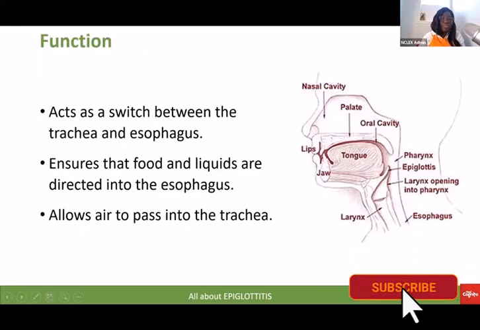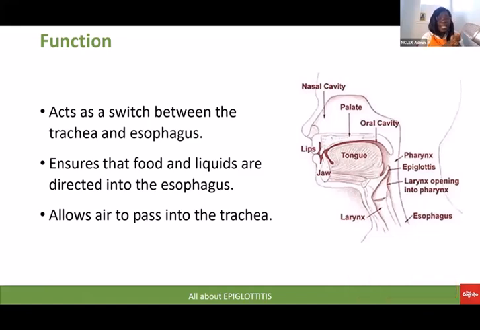So yes, with a function, it acts as a switch between the trachea, that is the airway, and the esophagus, as I said earlier on, and it will ensure that foods and liquids are directed into the esophagus and it will allow air to pass into the airway. So take note of that important function of the epiglottis.